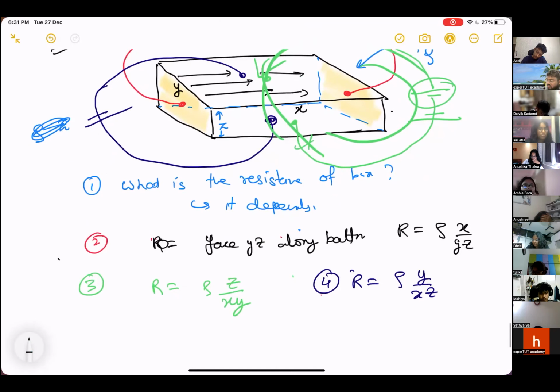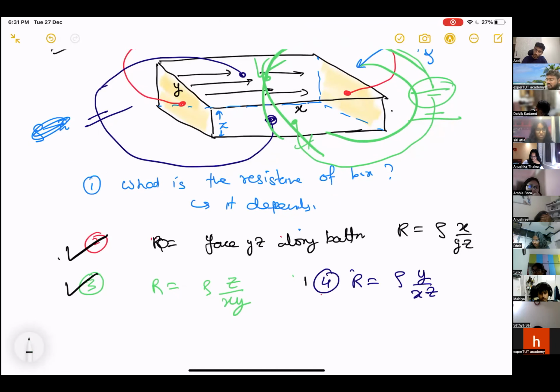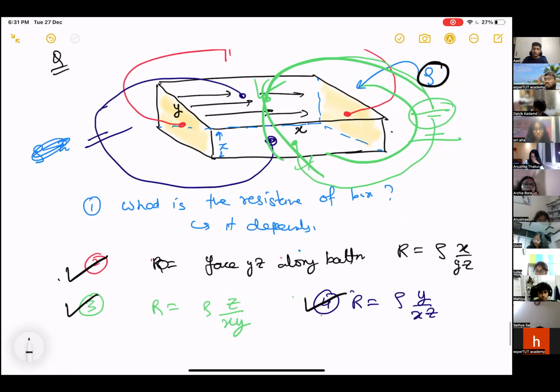Now you tell me, Arshia, what is the resistivity for this case and this case and this case? Resistivity. So the second case will be YZ by X, and for the third case will be XZ by Y. Is that correct? Resistivity is the same for all three cases. It is just rho. Okay, my bad. Resistivity is the same for all three cases because it is a material dependent property.